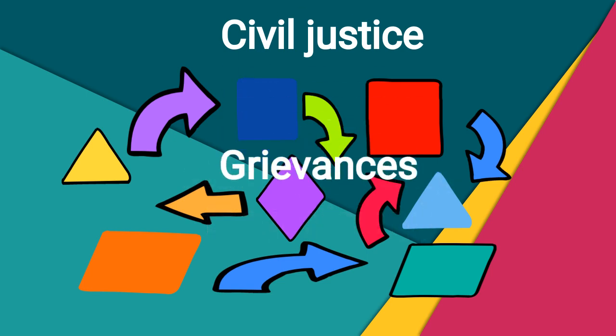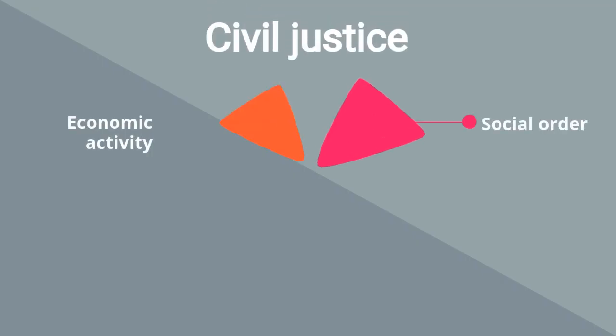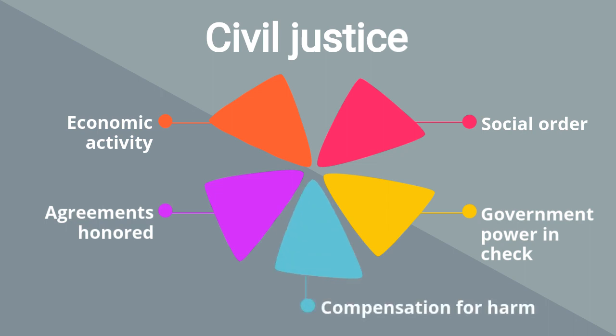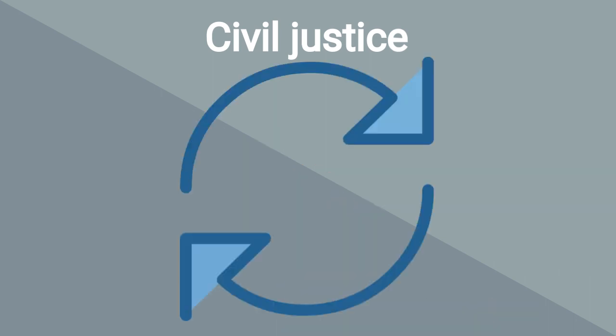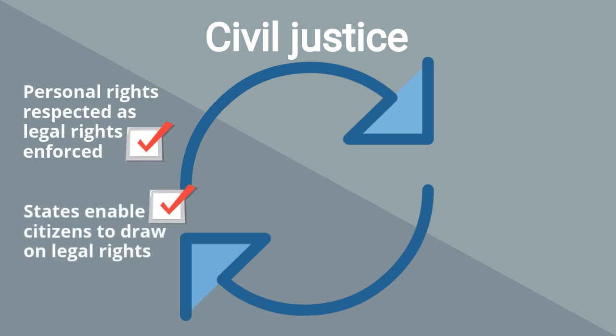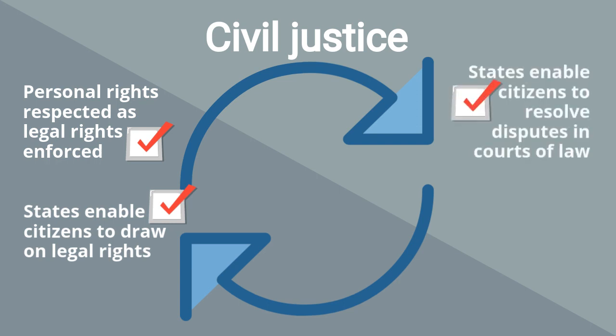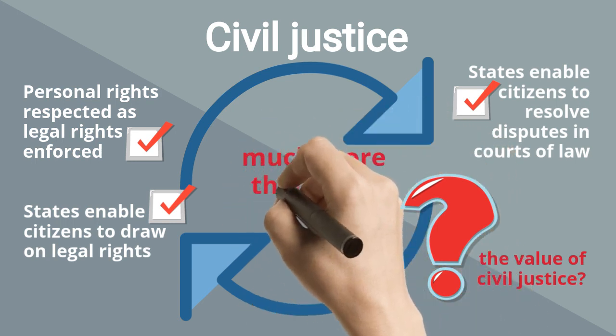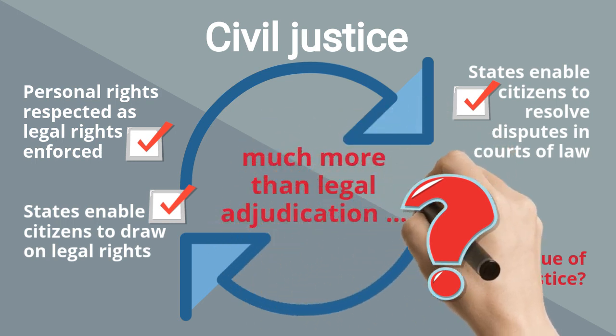The civil justice system provides the legal architecture for social order and economic stability. In social democratic societies, the power of government must be subject to judicial scrutiny and kept in check, and agreements must be honoured. The civil justice system provides the means for citizens to resolve disputes by exercising legal rights enforced in courts of law. But the value of civil justice is about much more than the legal adjudication of claims.